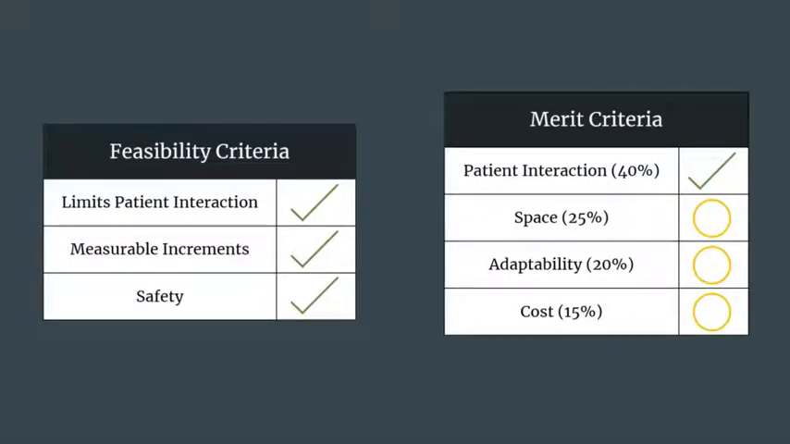In revisiting feasibility and merit criteria, we achieved all of our feasibility criteria. There's no patient interaction whatsoever. Once the device is in the patient's mouth, it is good to go. Measurable increments, because in the app, the orthodontist can put in exactly how much they want the expander to widen by, and they can keep track of that.